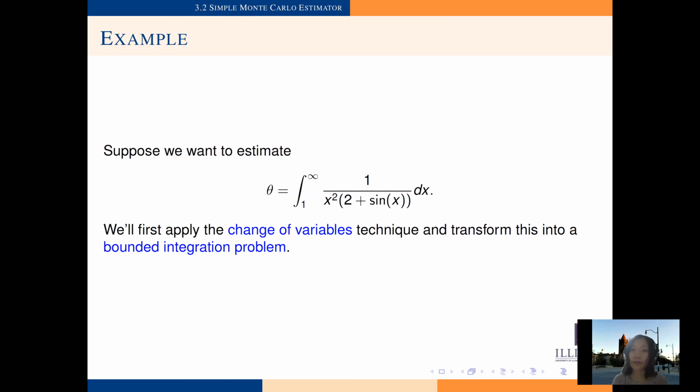This example concerns the integral that we try to estimate, which is theta that's equal to the integral from 1 to infinity of 1 over x squared times 2 plus sine x dx. So you can see that in this case, a is equal to 1, which is bounded, but the upper bound b is equal to infinity. So recall that the first approach we're going to apply is change of variables. So let's try to first apply that and transform this unbounded integral into a bounded integration problem.